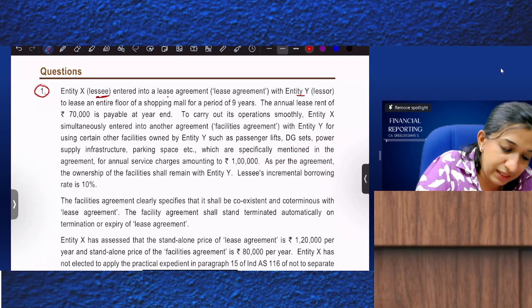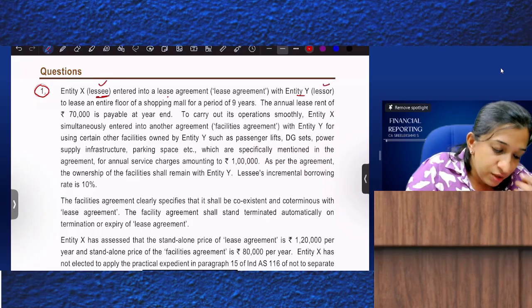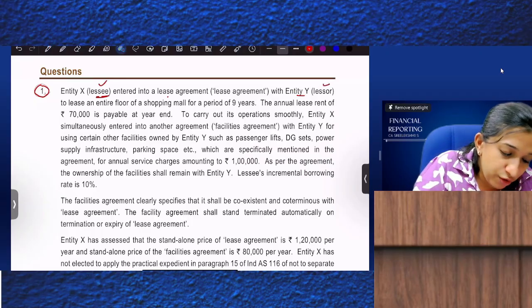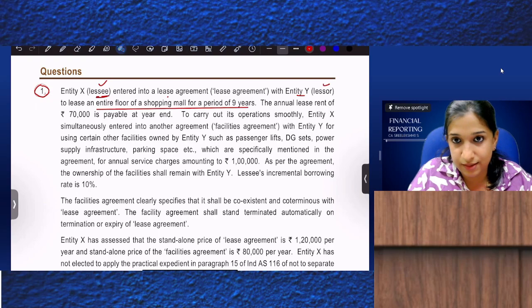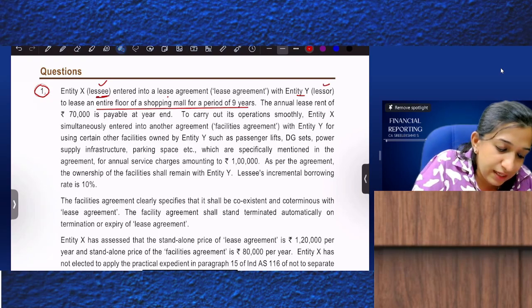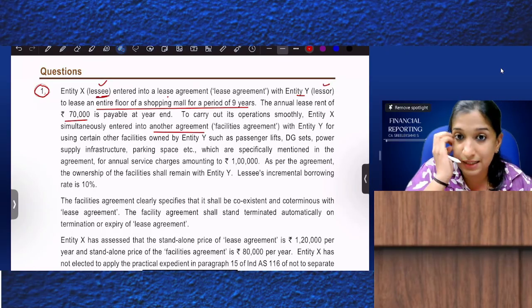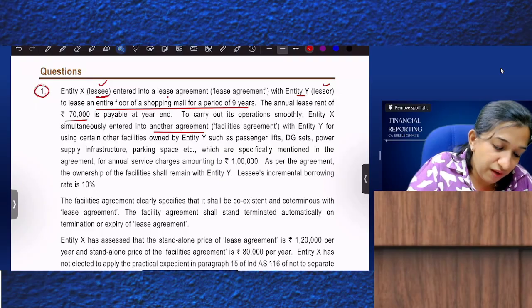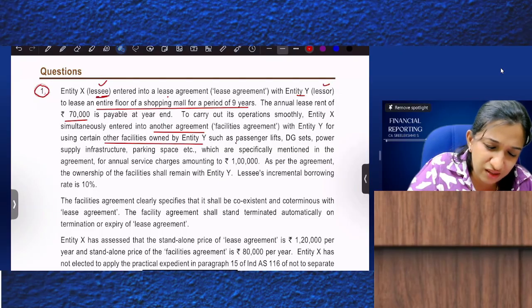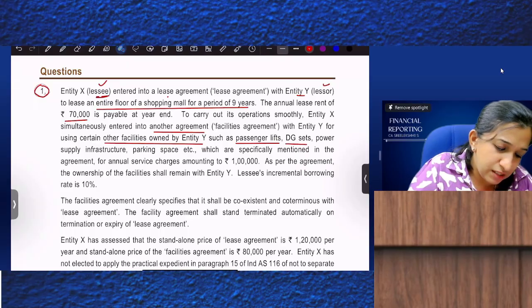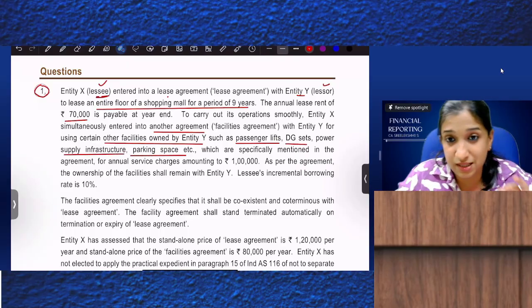So there is a lessee and a lessor, to lease an entire floor of a shopping mall for a period of 9 years. The annual lease rent is 70,000. To carry out the operation smoothly, entity X simultaneously entered into another agreement, a facilities agreement, with entity Y for using other facilities owned by Y such as passenger lift, DG sets, power supply infrastructure, parking space, etc.